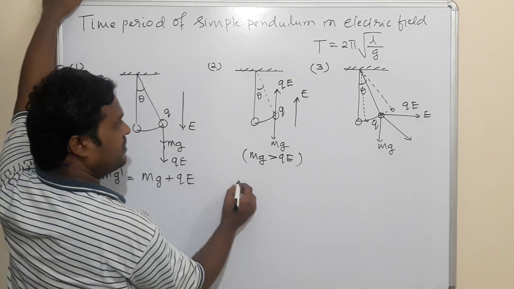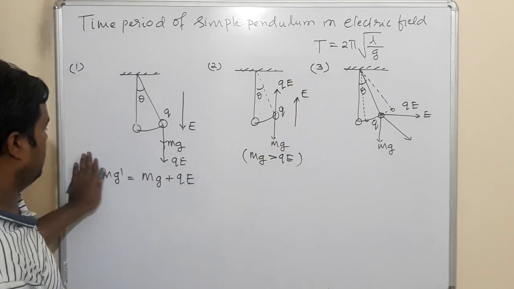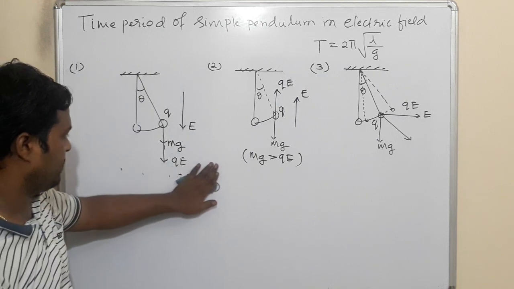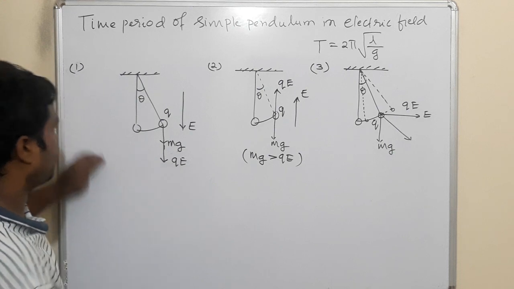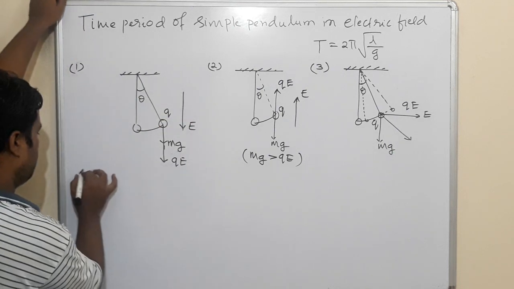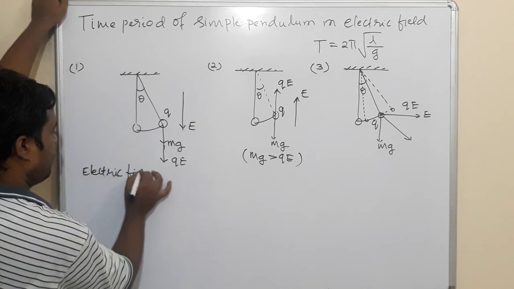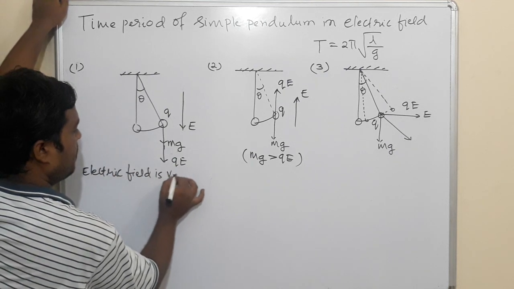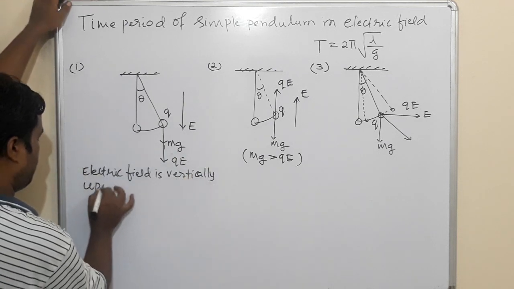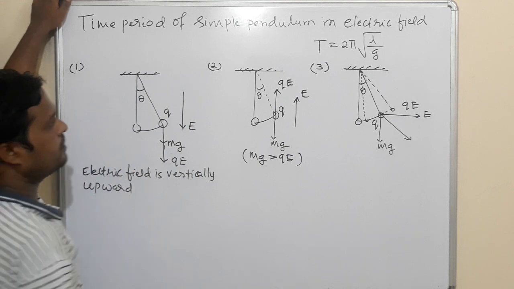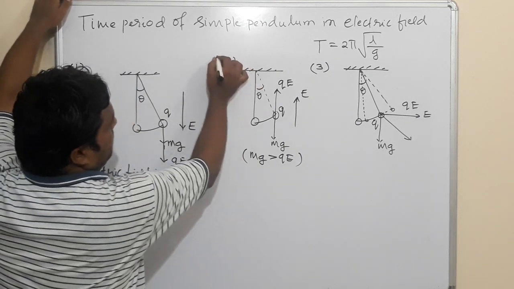And in this direction, when the field is applied vertically upward, see, in all the cases we'll write first, the field direction we'll write. See, in first case, what is the direction of the field? Electric field is vertically upward in first case. In the second case, let us say this is second.